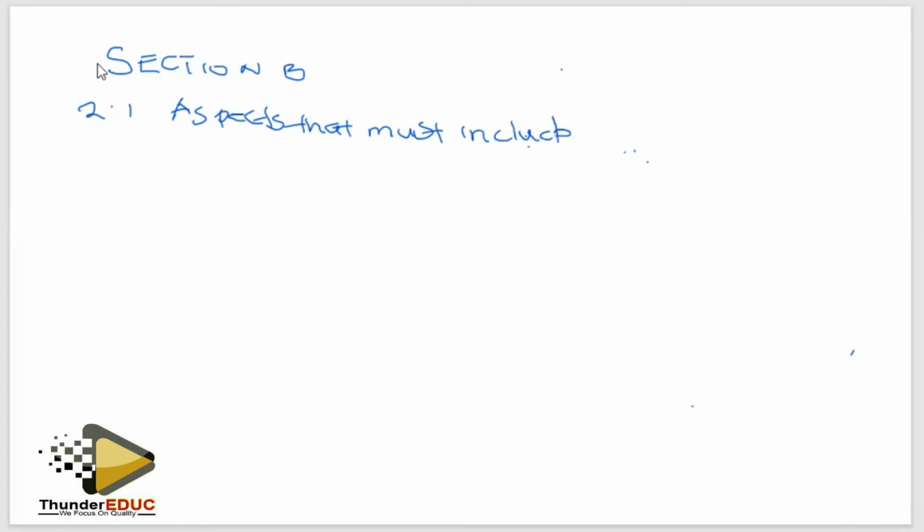So you write Section B, and you are supposed to also number question 2.1, and the question says name aspects that must be included in a prospectus.